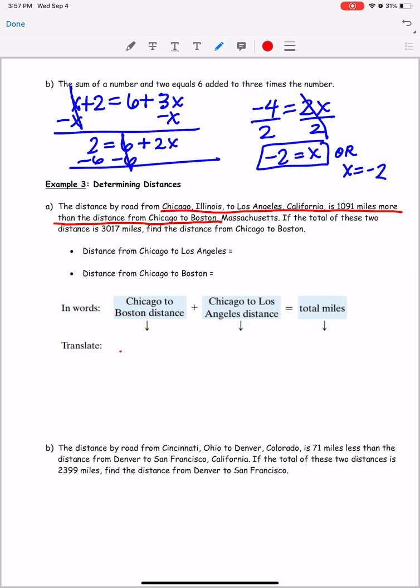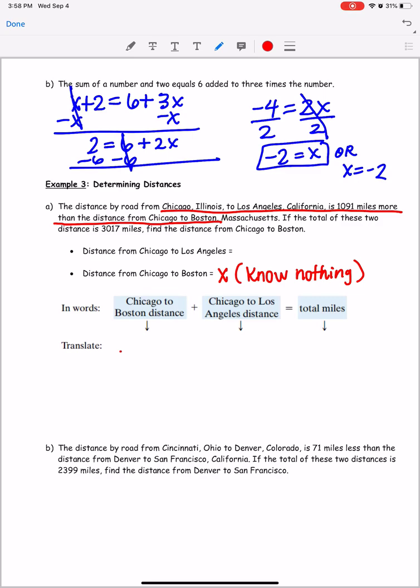Chicago to Los Angeles is 1,091 miles more than the distance from Chicago to Boston. I know that Chicago to LA is this much more than something, but I don't have any information on Chicago to Boston. So because I have no information, that is your starting point. That is your X. Every single time you do these, one of these is going to be just plain old Jane X. Okay, figure out where you're starting. This is my X because I know nothing about it. I know nothing about this distance.